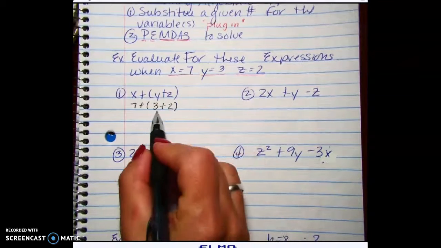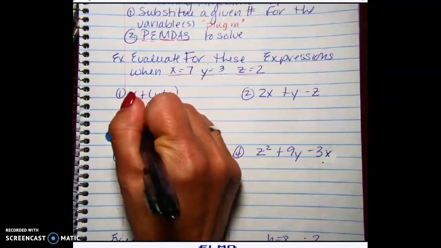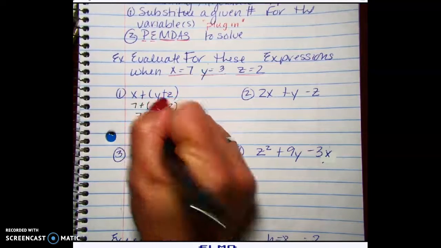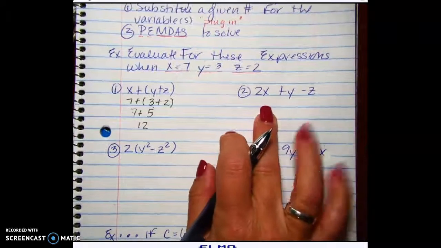Now I use PEMDAS. Parentheses is first. That's 5. So 7 plus 5 equals 12. That was a simple one. Let's go to a little bit more difficult one.